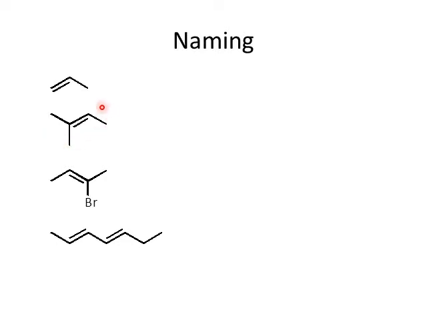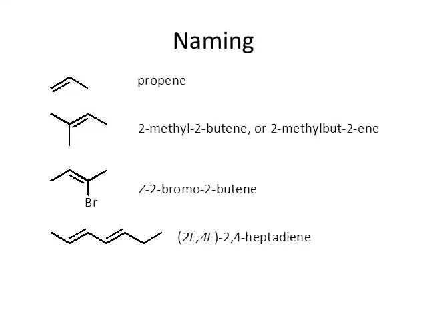But in this second molecule, we've got the double bond between the second and third carbon. And there's actually a couple of possibilities. It could be between the first and the second, or the second and the third, or the third and the fourth. We're going to have to name where the alkene is. So not only do we have to name where branches are, this one is 2-methyl-2-butene. We have to name where the alkene is.